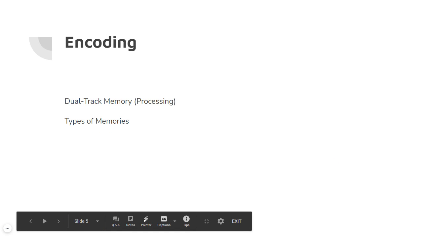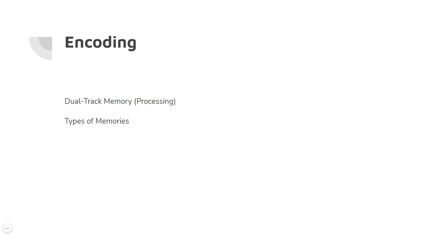Okay, so let's talk about encoding. How do we get this information actually into our memory? There's a couple of things. While your brain is processing all of this information, it's engaging in what's known as parallel processing, which is processing different things simultaneously. So you're consciously processing information, and you're unconsciously processing information too.